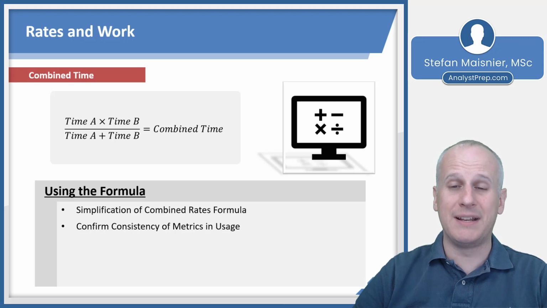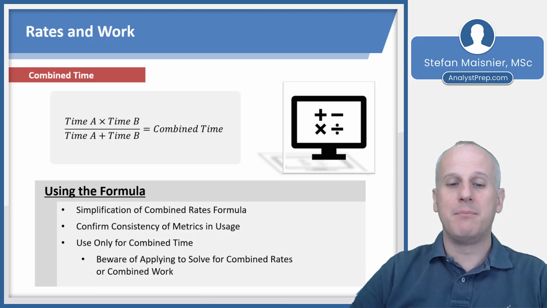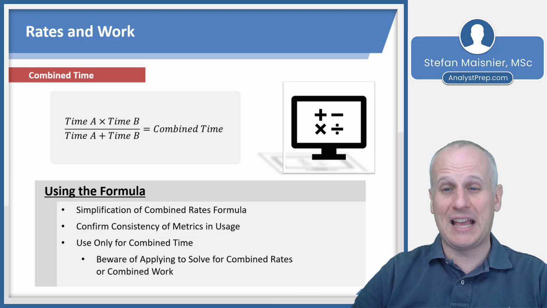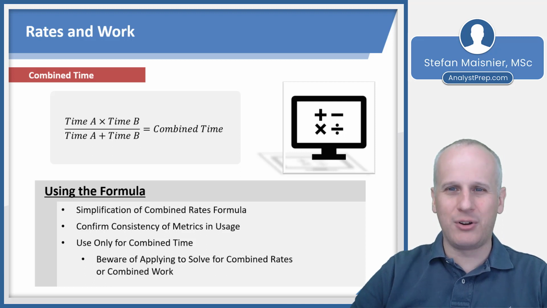If you've got some in minutes and some in hours, think critically about what is the sought metric and work through that. For this formula, only use it for combined time. Don't use it for combined rates. Don't use it for combined work. It has to be combined time, because if you apply it for other things, it's not going to be nearly as direct and efficient. And that's why we generally want to leave it just for combined time.